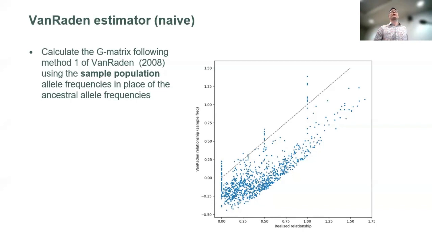This is just what's common practice. And you can see the fit we get there isn't great. So along the x-axis there, we have the true realized relationships. And on the y-axis, we have the estimator using the sample population allele frequencies. We get some pretty big outliers in there.